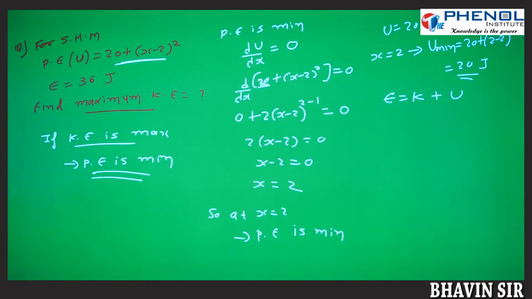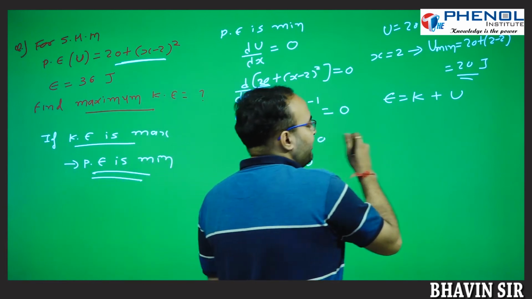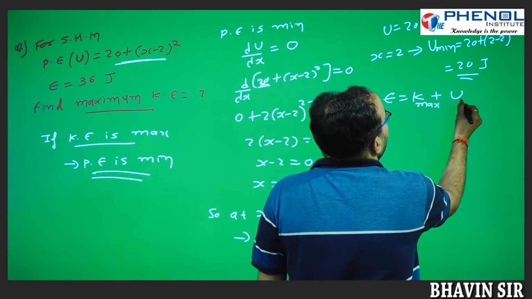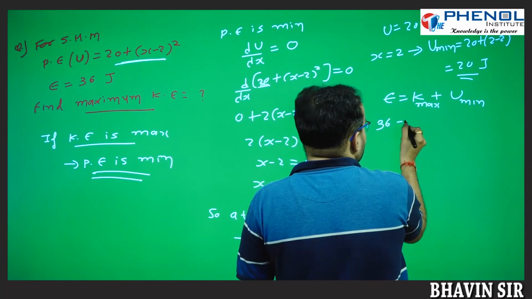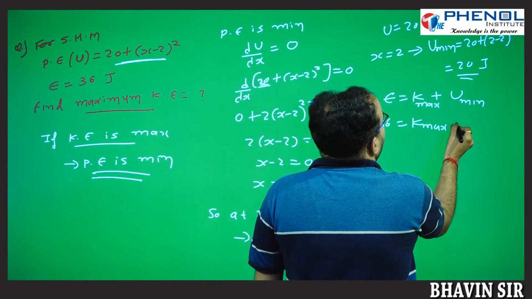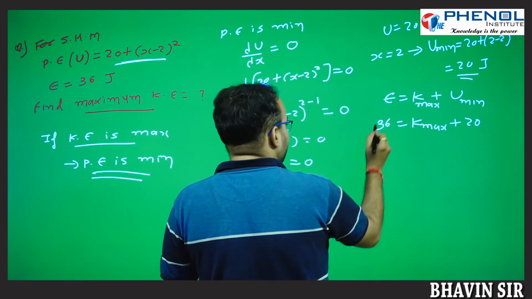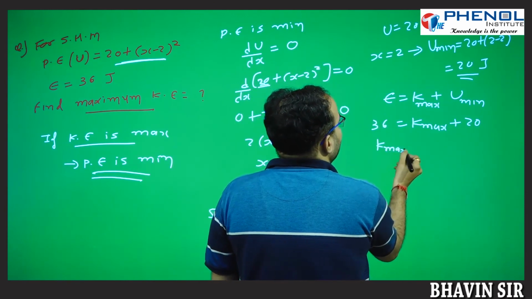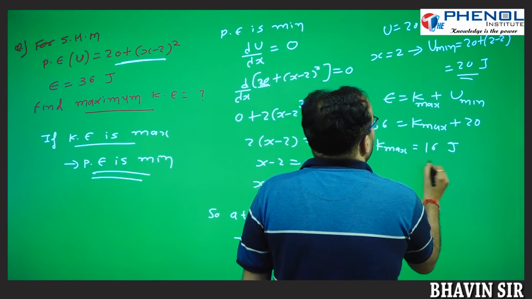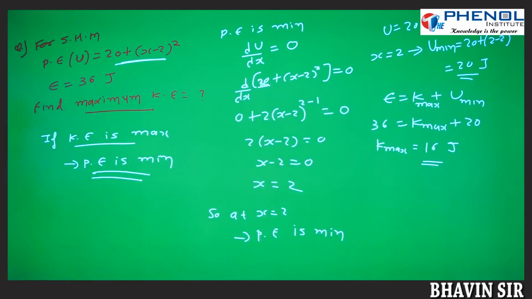So E is equal to K plus U, with kinetic maximum and potential minimum. What is the maximum kinetic energy? Total energy is 36. What is the minimum potential? 20. So the maximum kinetic energy is 36 minus 20, so 16 joule.